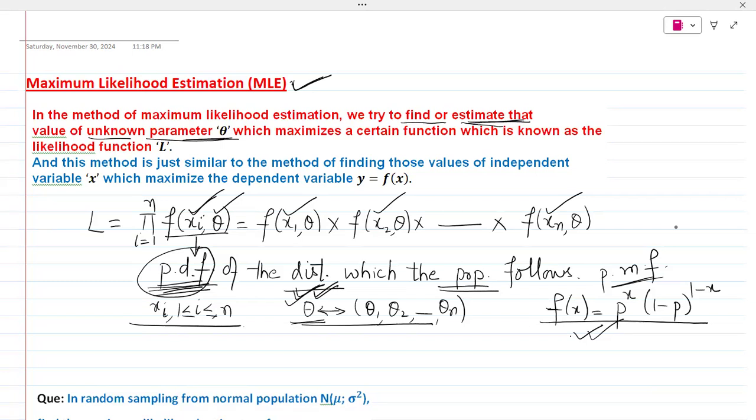Now, this population has only one parameter. What is that parameter? It is p. P is the parameter. And further, what is the meaning of p? This p is the probability of success.